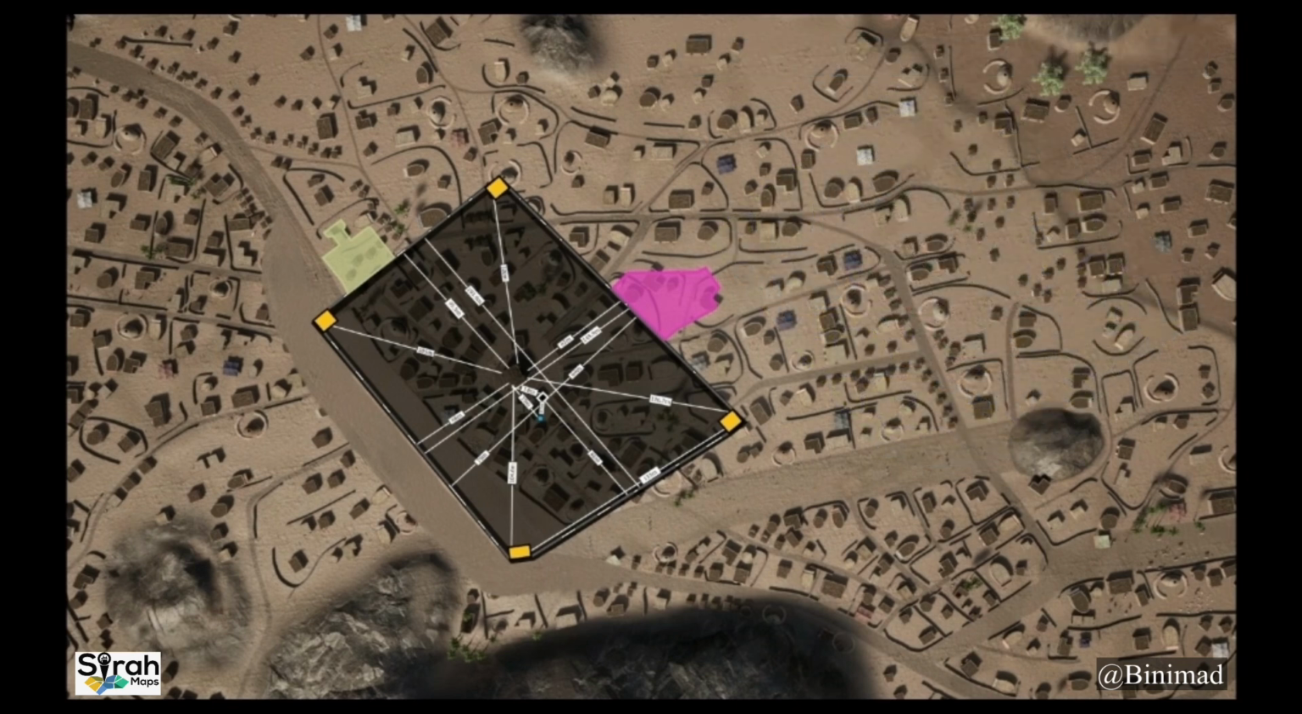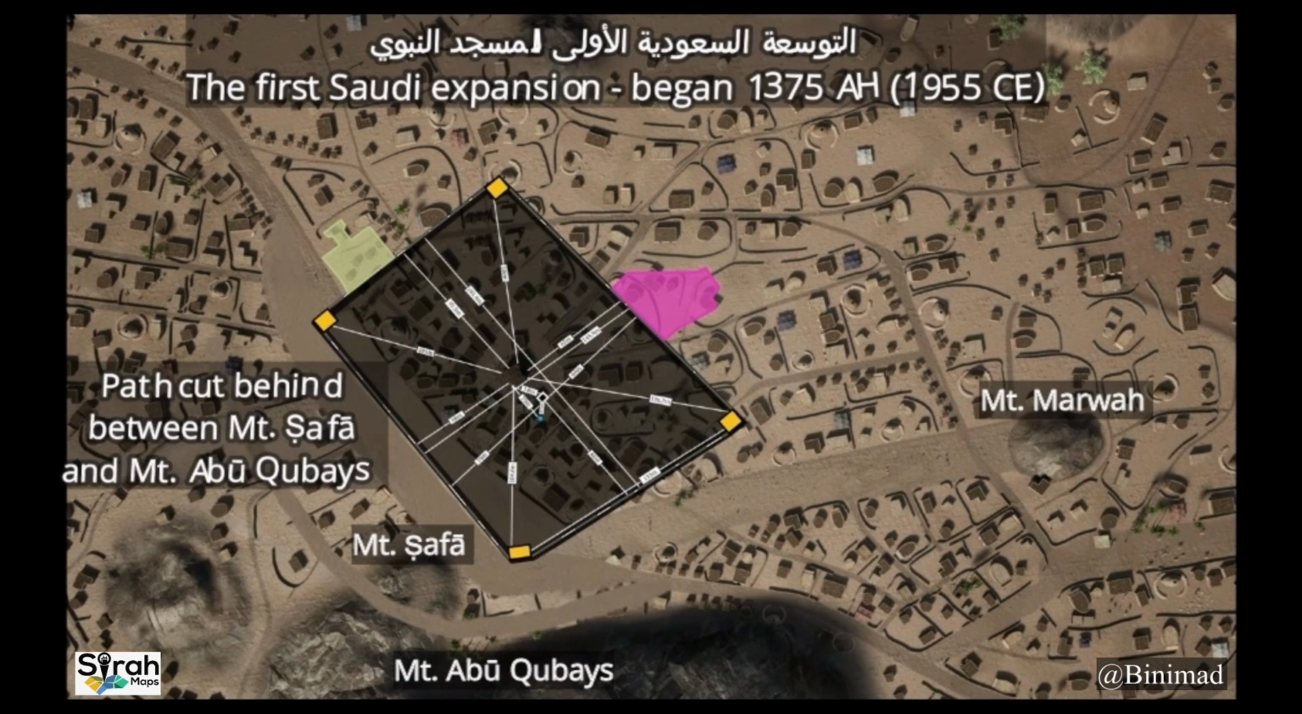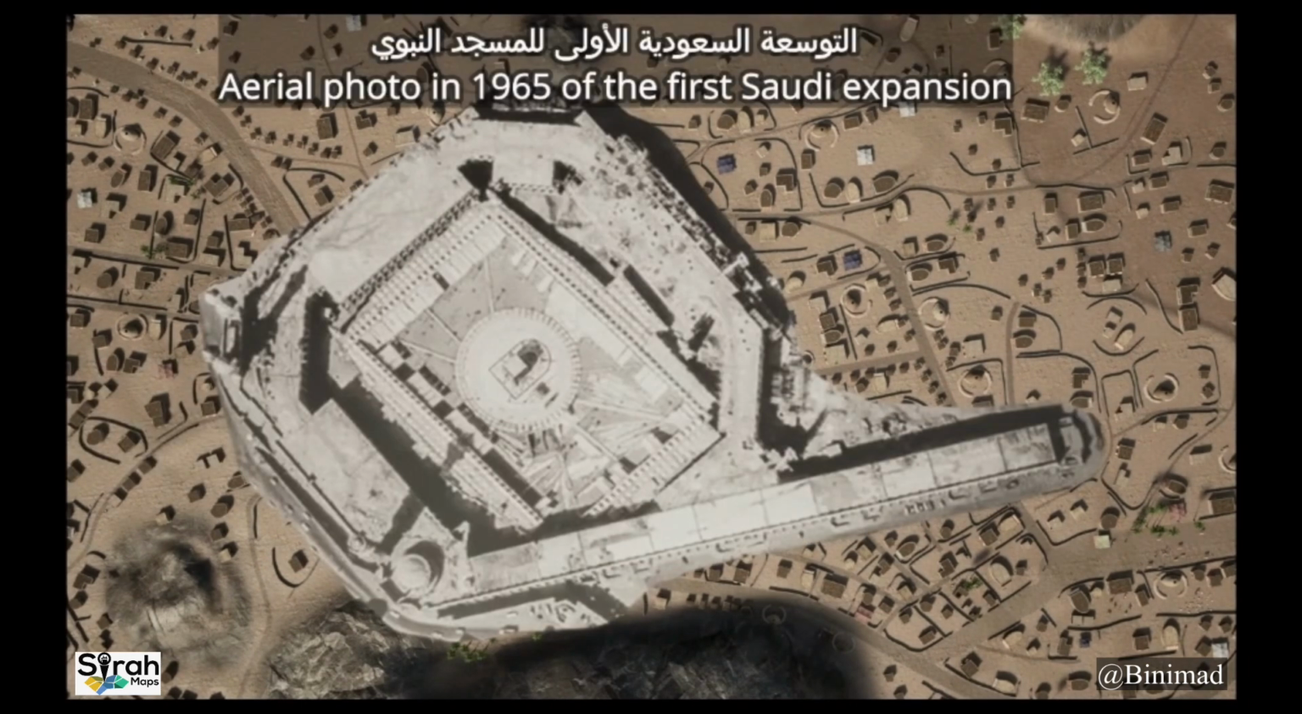A key note regarding the first Saudi expansion is that it successfully eliminated the need for regular traffic to cross the Mas'a path by cutting a new path behind Mount Safa, disconnecting it from Mount Abu Qubais, and allowing pilgrims performing sa'i between Mount Safa and Marwa not to be interfered with by traffic which previously used to cross the path through the Mas'a.